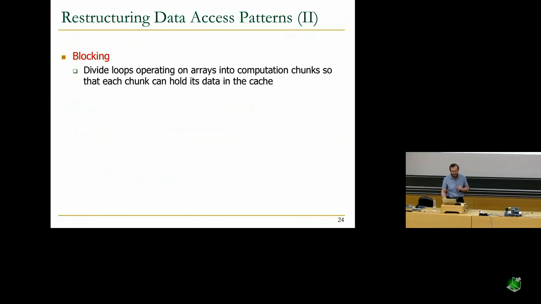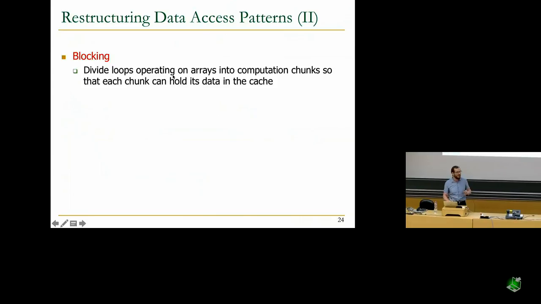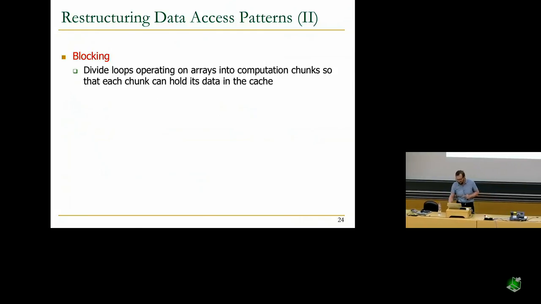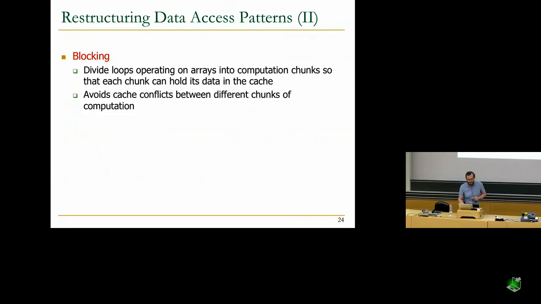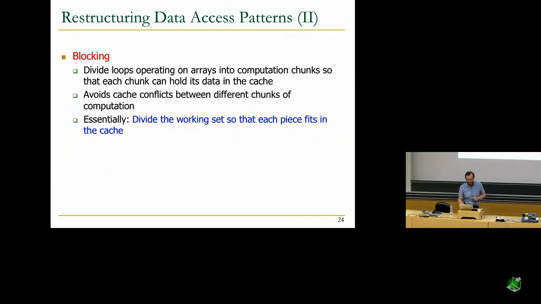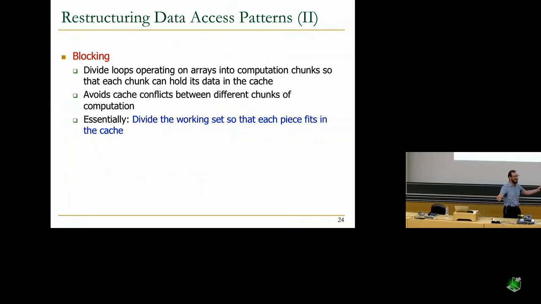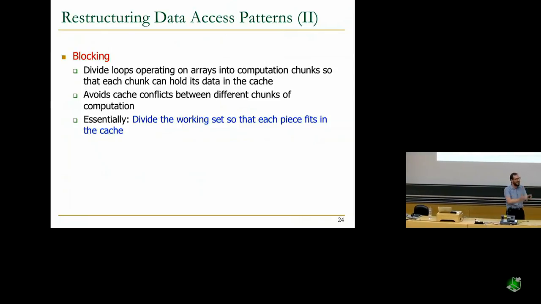Okay, blocking, we've already discussed it. If your working set doesn't fit into your cache, why don't you divide the loops operating on arrays, for example, into computation chunks, such that each chunk can hold its data in the cache. Each sub-working set fits into the cache. And this avoids cache conflicts between different chunks of computation. Essentially, you divide the working set so that each piece fits in the cache. This makes sense. You don't touch 1 megabyte at a given time. You touch 64 bytes, and then move to the next 64 bytes.